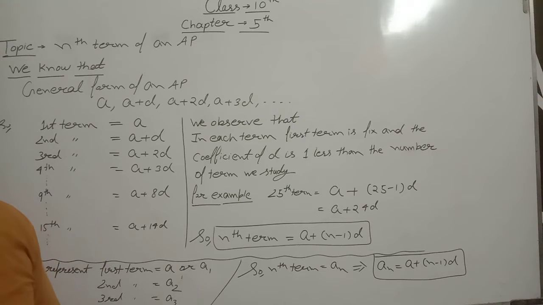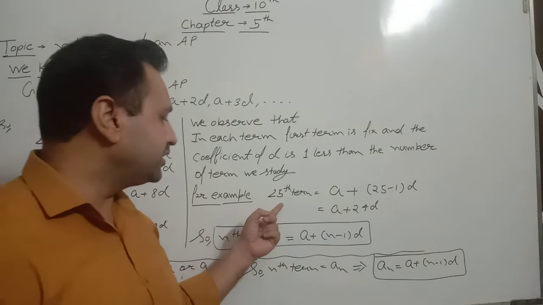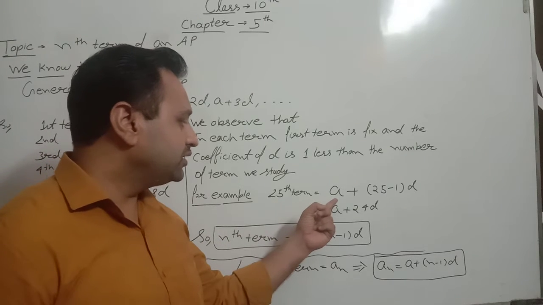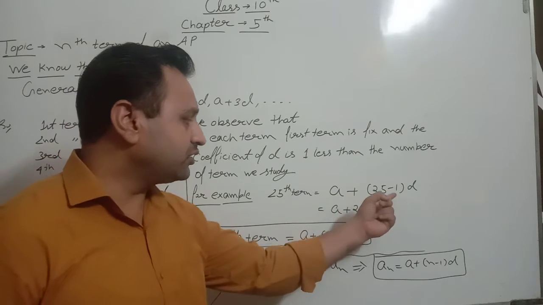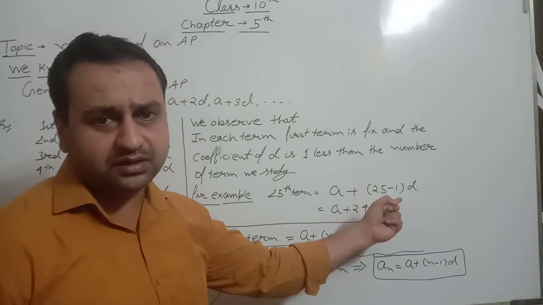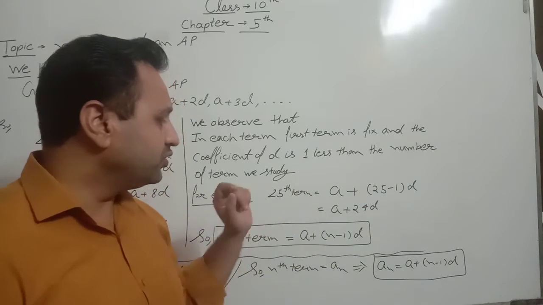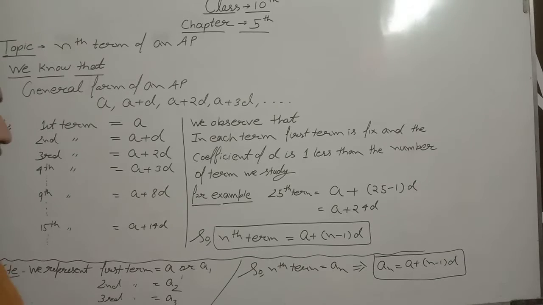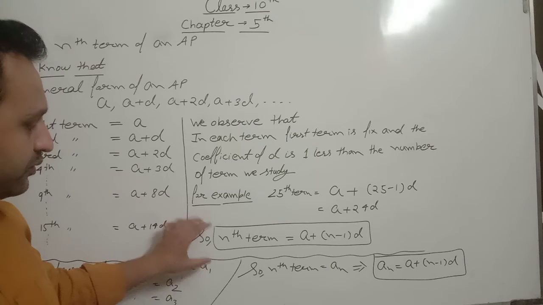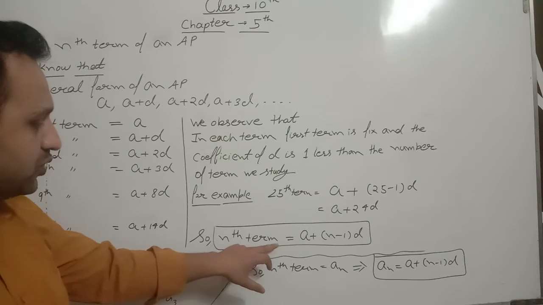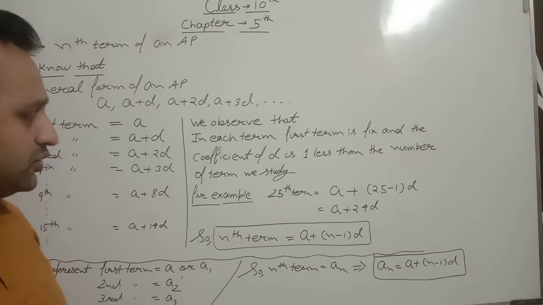Whichever term number we talk about, the coefficient of d will be 1 less than it. For example, if we study the 25th term, then the first term is fixed and the coefficient of d is 1 less than the number of the term. So a plus 24d. So the formula is nth term is equal to a plus n minus 1 into d.